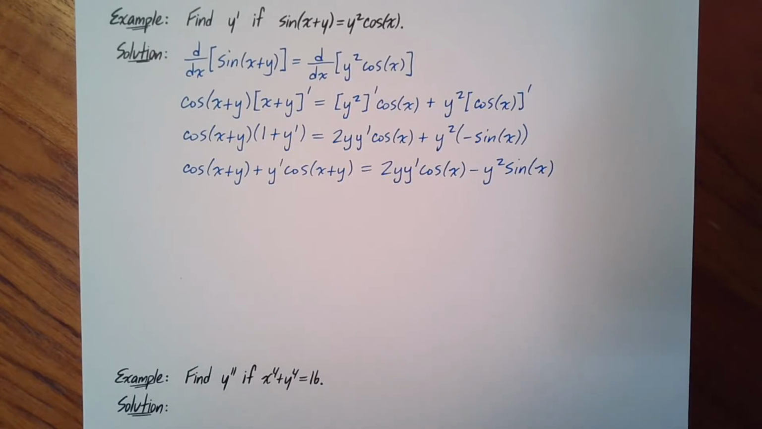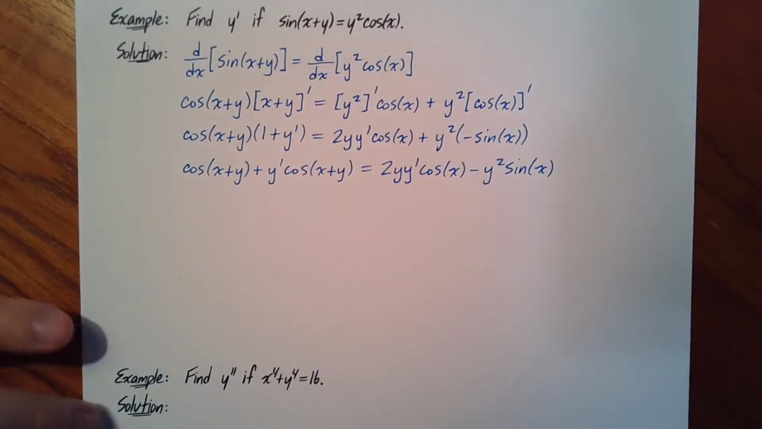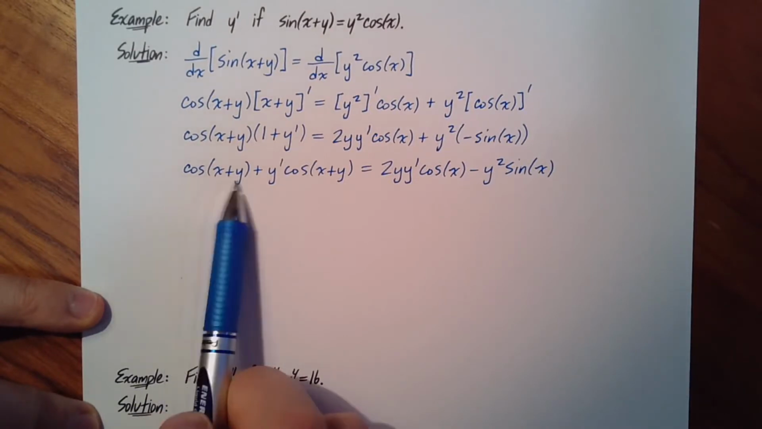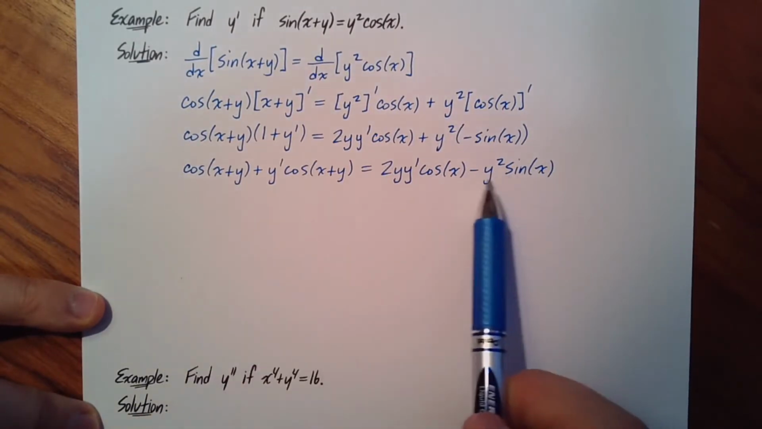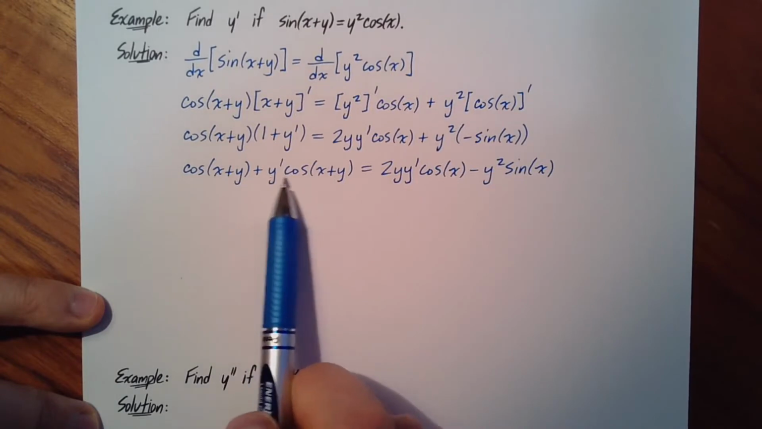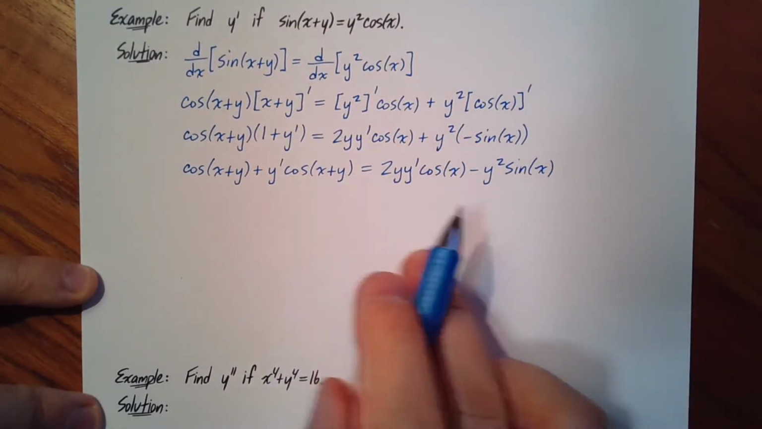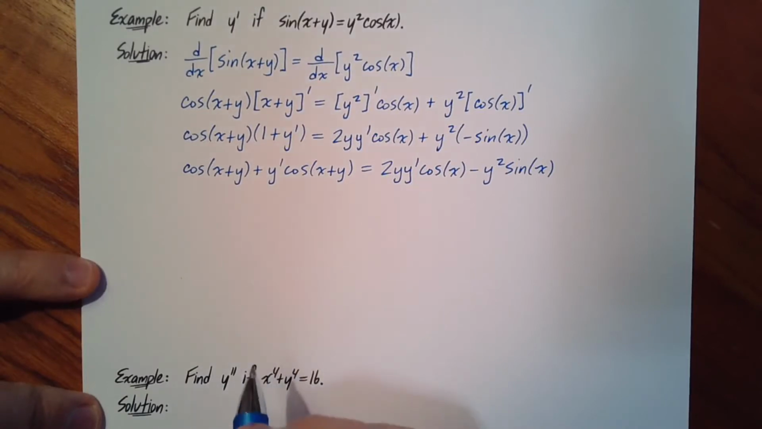Now it's time to separate the y prime terms from the non-y prime terms. And now notice, every term is either independent of y prime, like this one and this one, or it has y prime as a factor, like this term and this term. So we're good to go. So let's move the y prime terms over to the left-hand side of the equation.